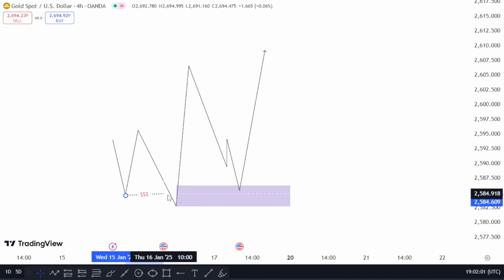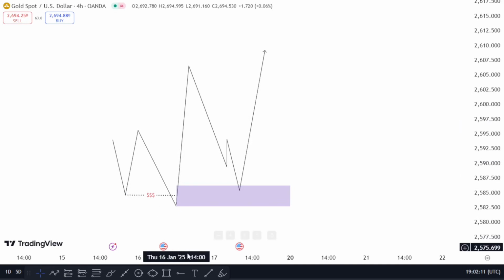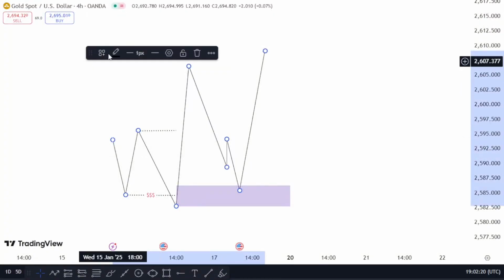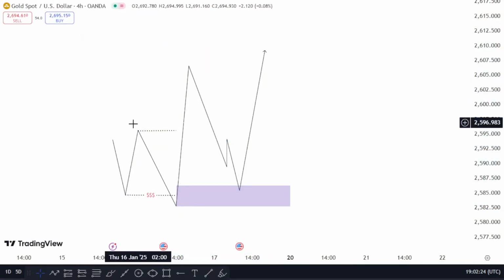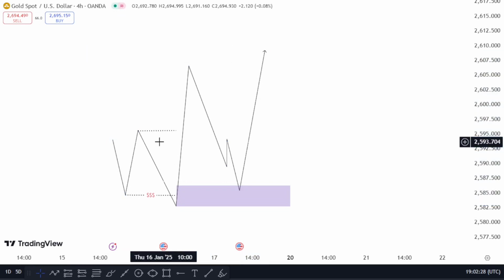You mark it out. Then you mark out your market structural shift or your break of structure. In this particular case, we just have a single break of structure to the upside. So you mark it out. We have our break of structure.